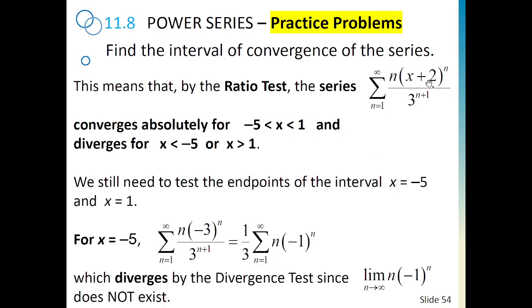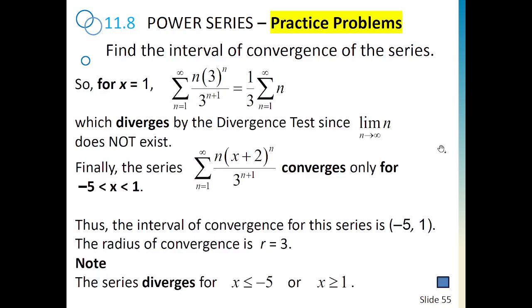What happens if I plug in x = 1, the right endpoint? So 1 + 2 is 3, so I have 3^n. I again simplify, and I get this. Obviously this expression, I add 1 plus 2 plus 3 plus 4 plus 5, is divergent. Also you can say by the divergence test, the general term doesn't go to 0, so this is a divergent series.